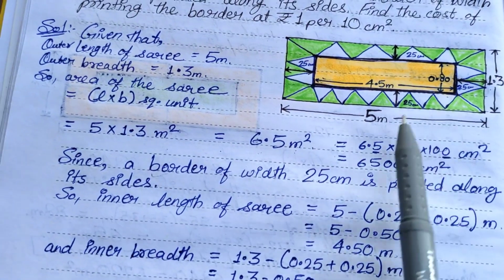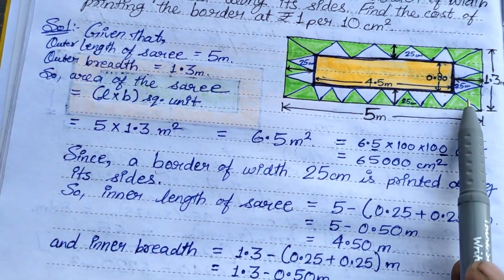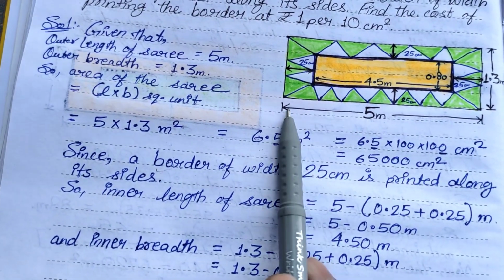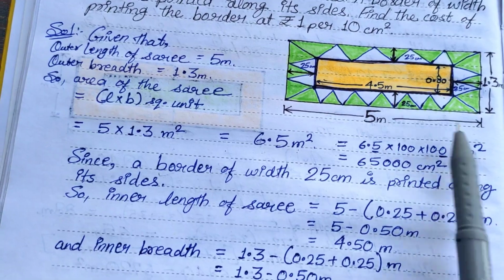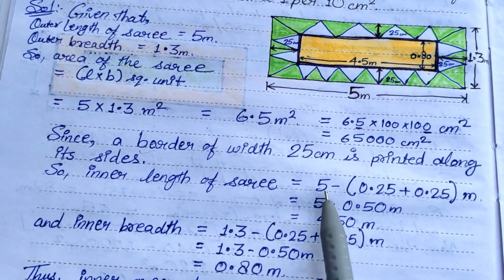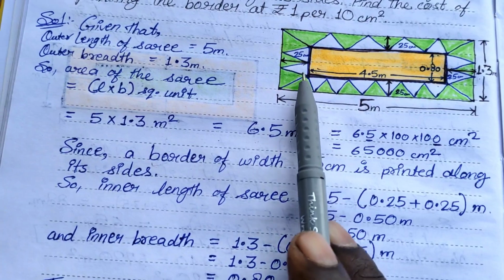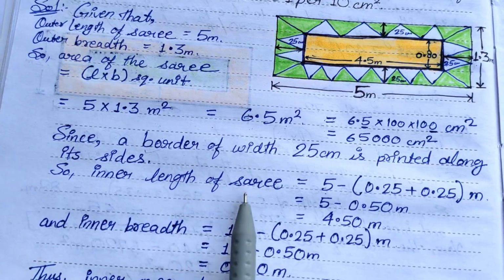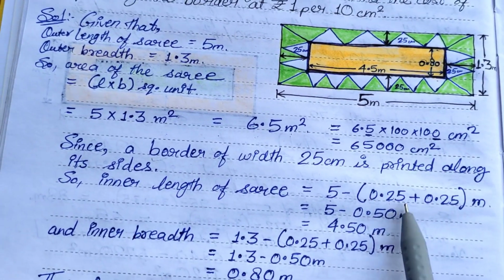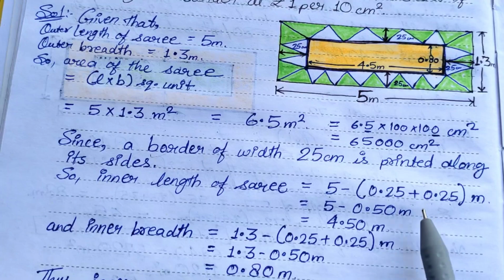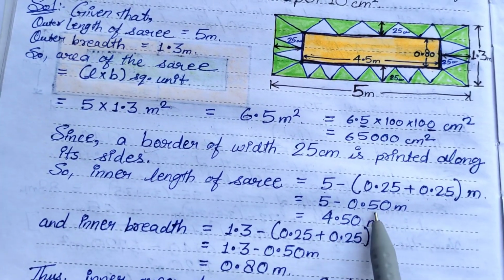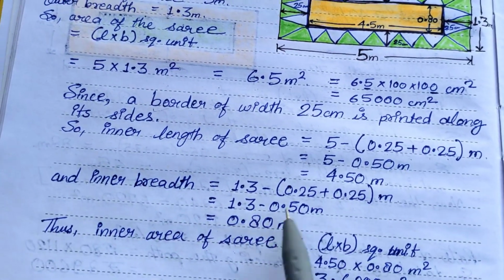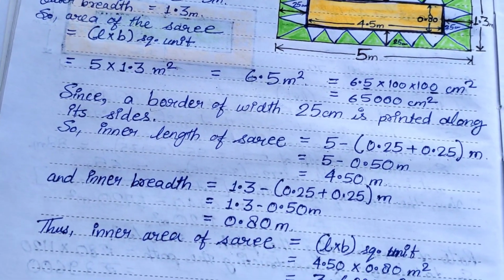To find the inner length, you have to subtract this 25 centimeter from this side, and subtract 25 centimeter from this side. That is, you have to subtract 25 centimeter plus 25 centimeter from 5 meter. So 5 minus, you have to convert it into meter, 25 centimeter. When you convert this 25 centimeter into meter, you have 0.25 meter. So 0.25 plus 0.25 meter, add this, we have 0.5 meter, subtract it from 5, we have 4.5 meter as inner length. Same goes for inner breadth, subtract it, we have 0.80 meter.